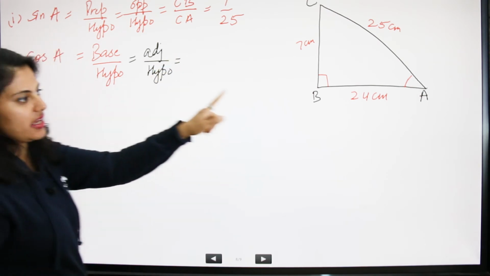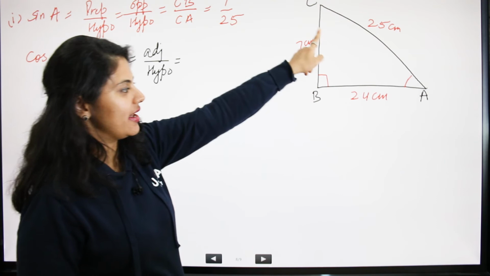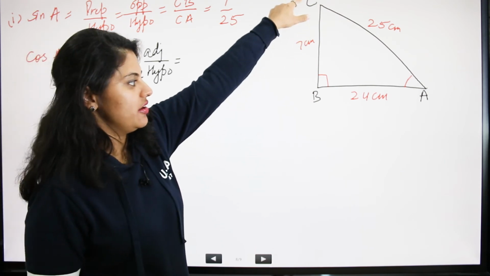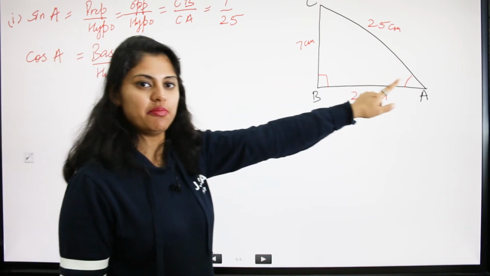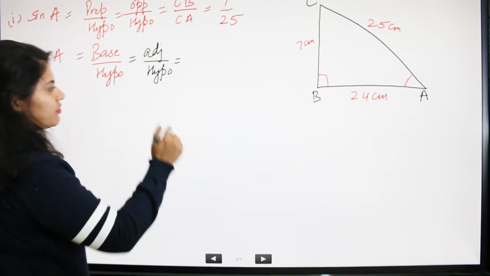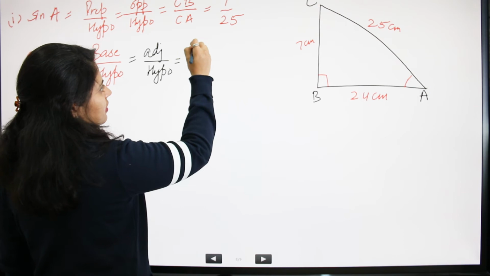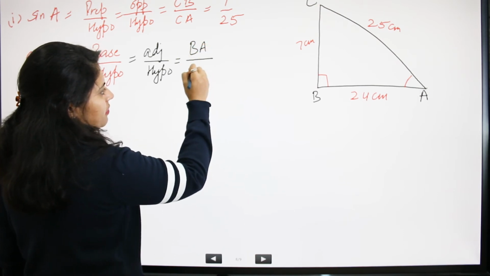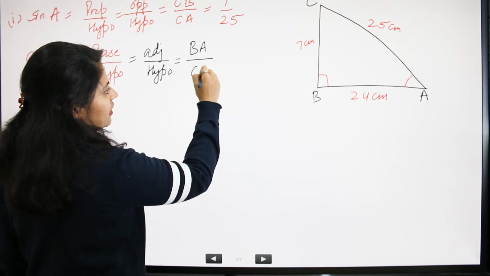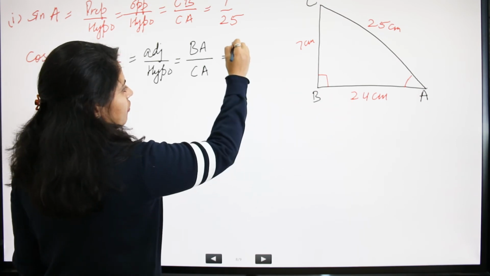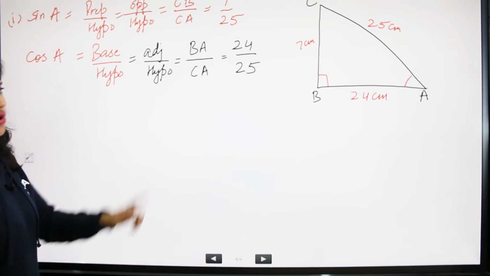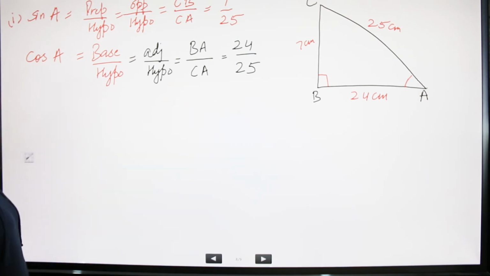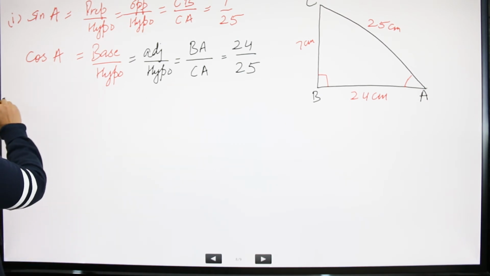So angle A, the same angle we are looking for, but this is the perpendicular side, which is CB, and the adjacent side to the perpendicular will be BA. So we're going to write for the adjacent side BA divided by the hypotenuse side, which is CA. The value of BA is 24, and CA is 25, because CA is the longest side in this one. In this way you can find the other two values.